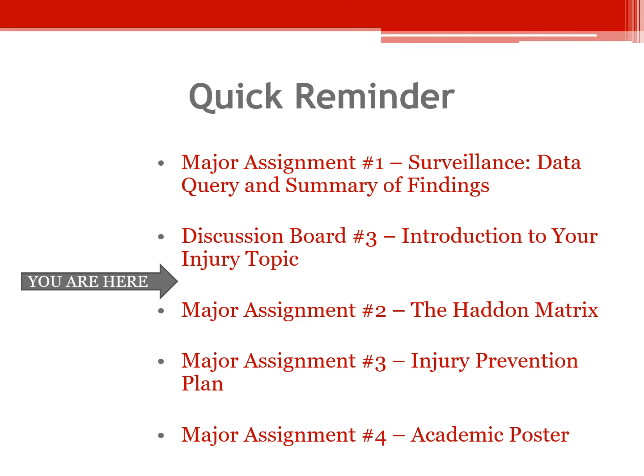This is just a quick reminder that there are 4 major assignments and 1 discussion board assignment that in a lot of ways are tied together because they build on each other, and a reminder of where you are at this point in the semester. At this point, you already should have completed major assignment number 1, where you chose a particular injury topic that's in the CDC WISQARS data system, and you looked up some data on that particular topic.